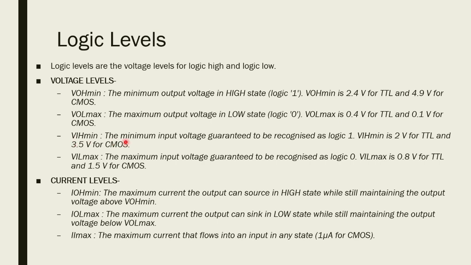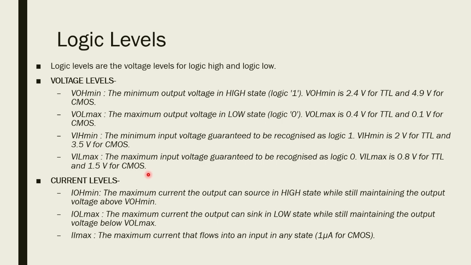VIH min is the minimum input voltage guaranteed to be recognized as logic 1. VIH min is 2 volt for TTL and 3.5 volt for CMOS. VIL max is the maximum input voltage guaranteed to be recognized as logic 0. VIL max is 0.8 volt for TTL and 1.5 volt for CMOS.